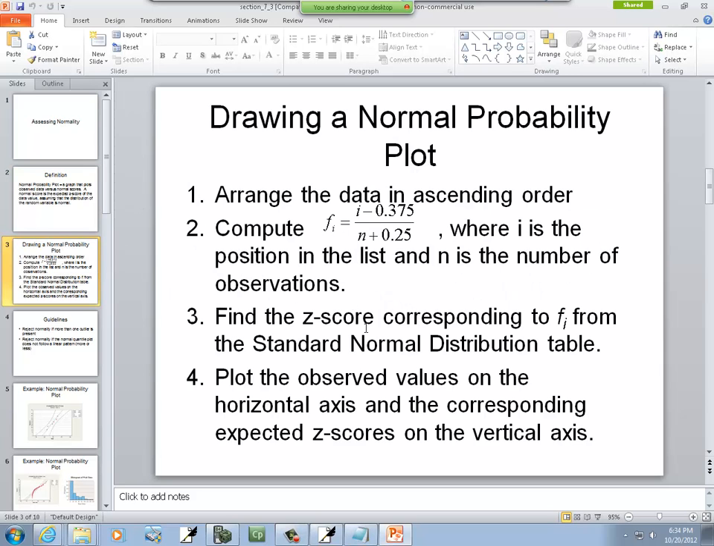Now this is how we'll do it. To draw a normal probability plot, you arrange the data in ascending order. Compute f sub i, that's equal to i minus 0.375 over n plus 0.25, where i is the position in the list and n is the number of observations. And then we'll find a z-score corresponding to f sub i from the standard normal distribution table. And then we'll plot the observed values on the horizontal axis and the corresponding expected z-scores on the vertical axis.